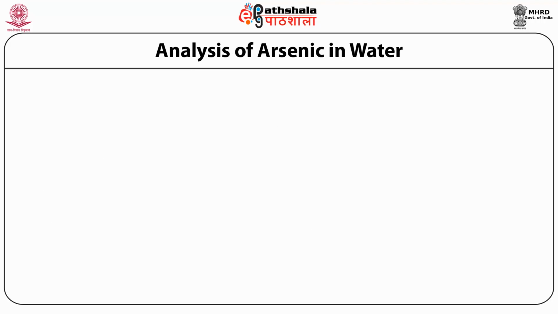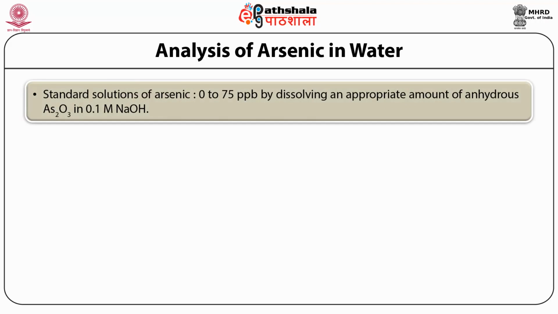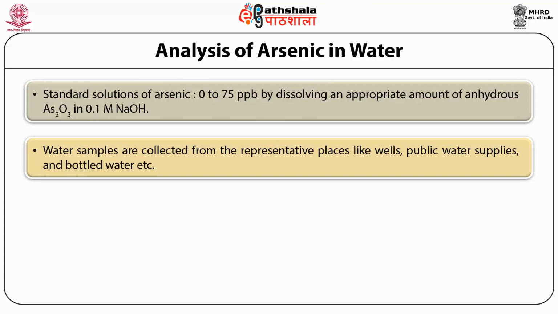For analysis of arsenic in water, a standard solution of arsenic 0 to 75 parts per million is required, which is prepared by dissolving an appropriate amount of anhydrous arsenic trioxide in 0.1 molar sodium hydroxide. The water samples are collected from representative places like wells, public water supplies, treatment plants, and bottled waters, etc.